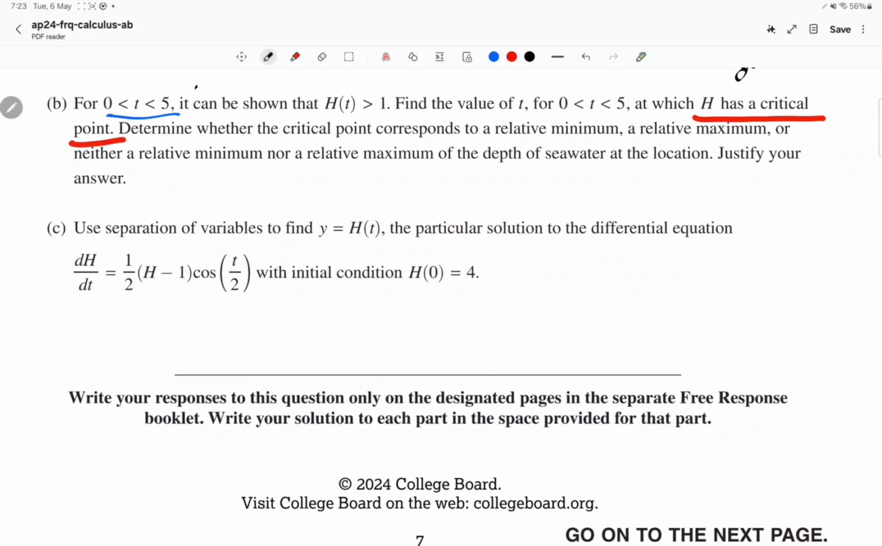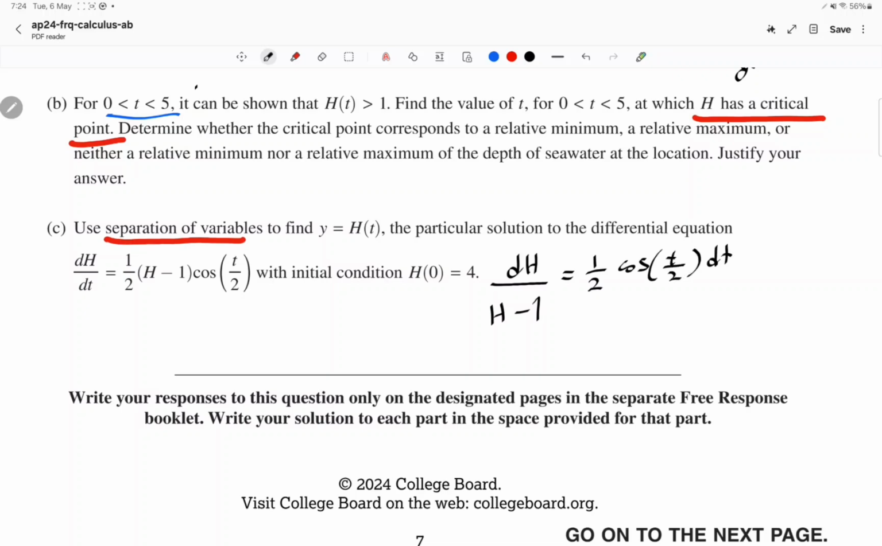I know. Now, using separation of variables, that means you actually have to integrate. Okay. So do you know how to go about doing this one? You just do like the integral. Wow. Okay, that made it very simple. So we're going to do dh over h minus 1 is equal to half cosine of t over 2 dt.